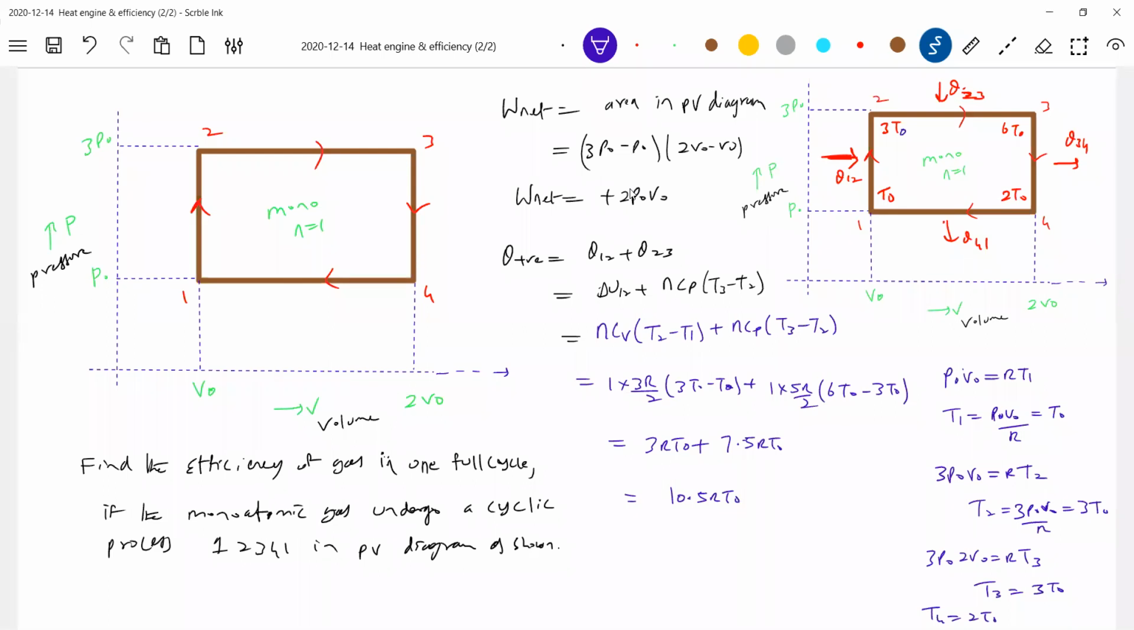Okay, but R T naught you can write as P naught V naught. So this is 10.5 P naught V naught. Able to understand now? So what is the efficiency? How do we define efficiency? Net work done by Q positive. Net work done is 2 P naught V naught over 10.5 P naught V naught. Let me keep it this way only, 21 by 2. This will be better, no?